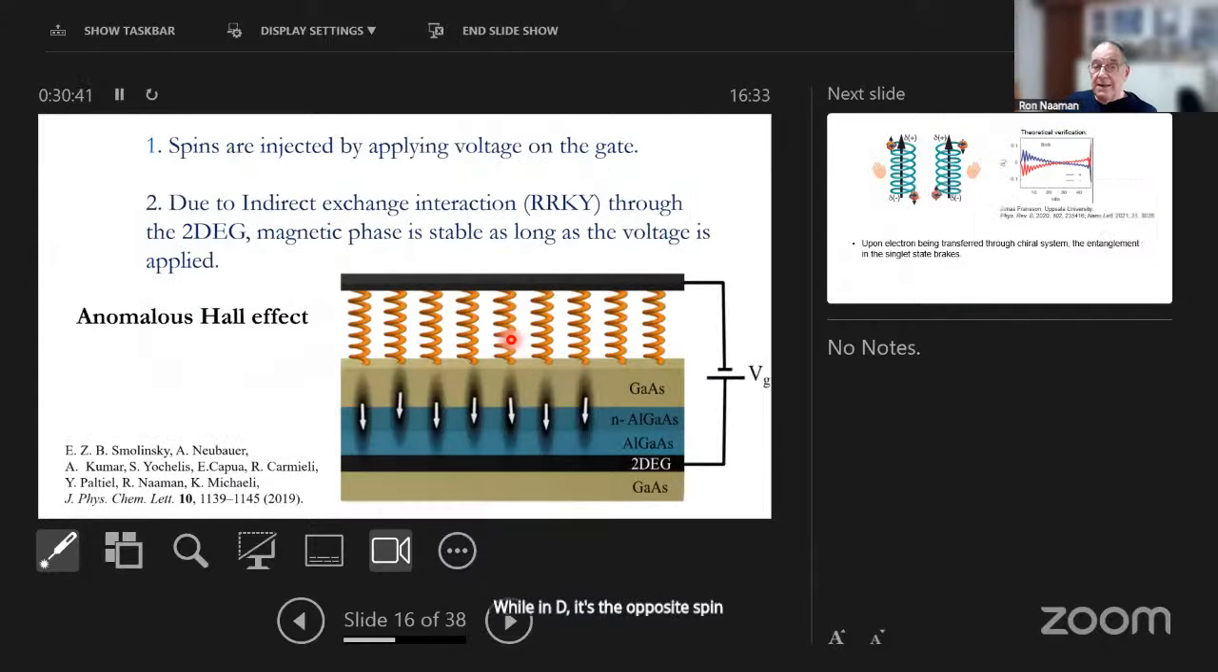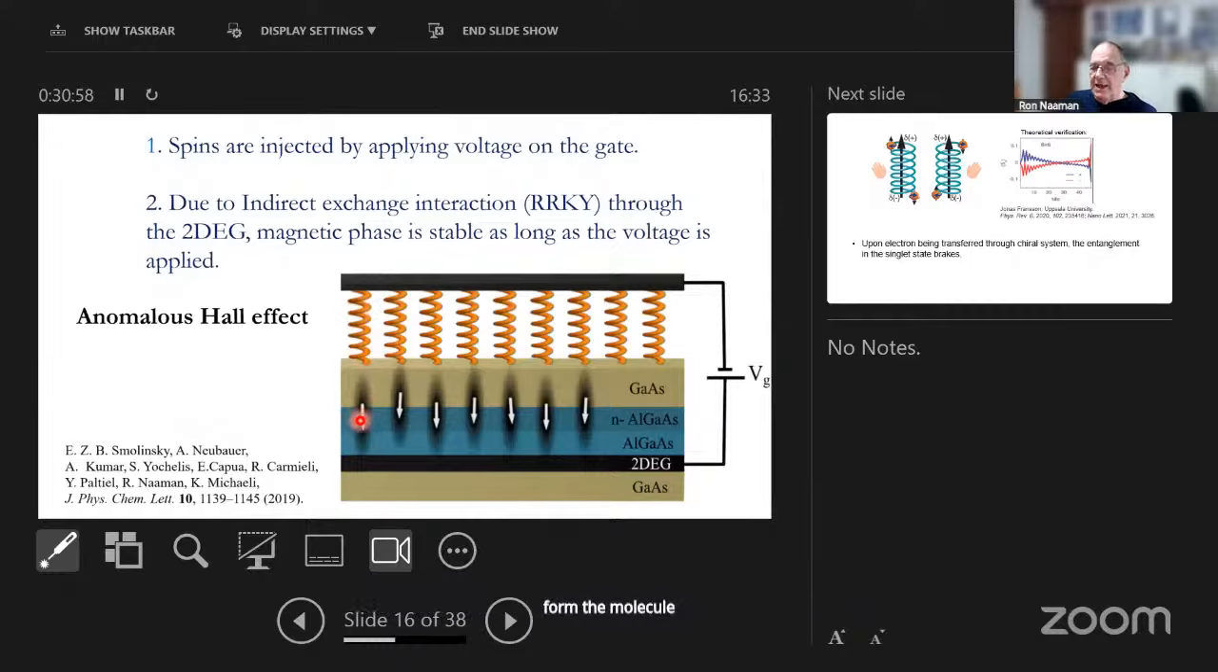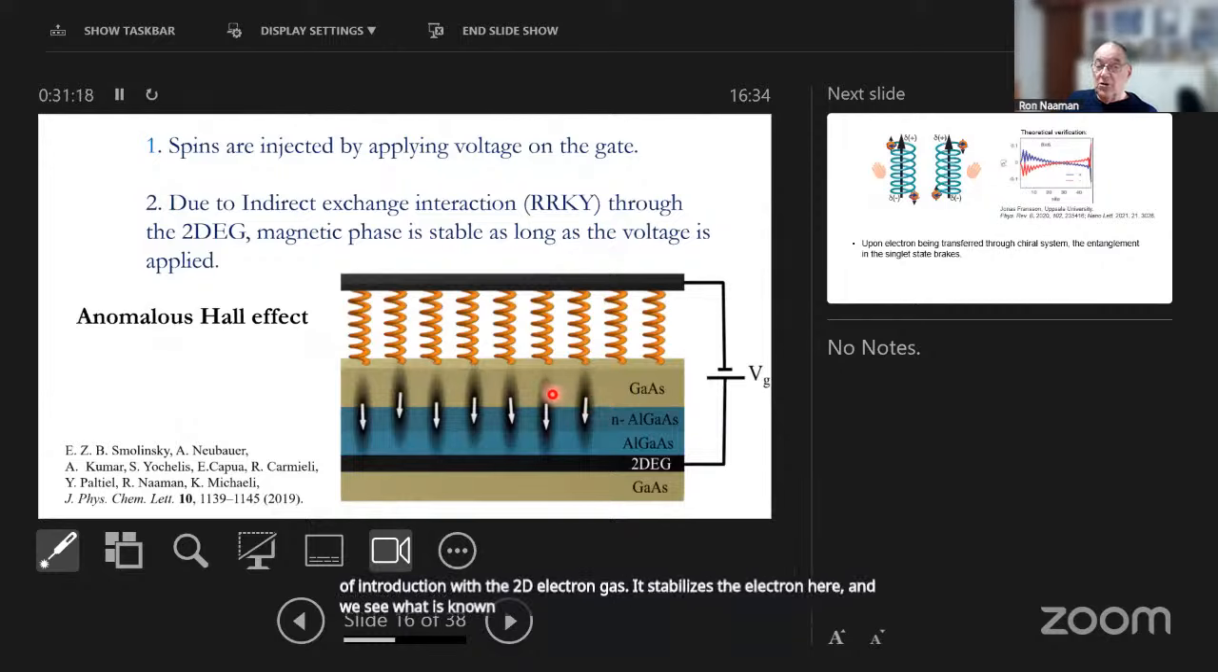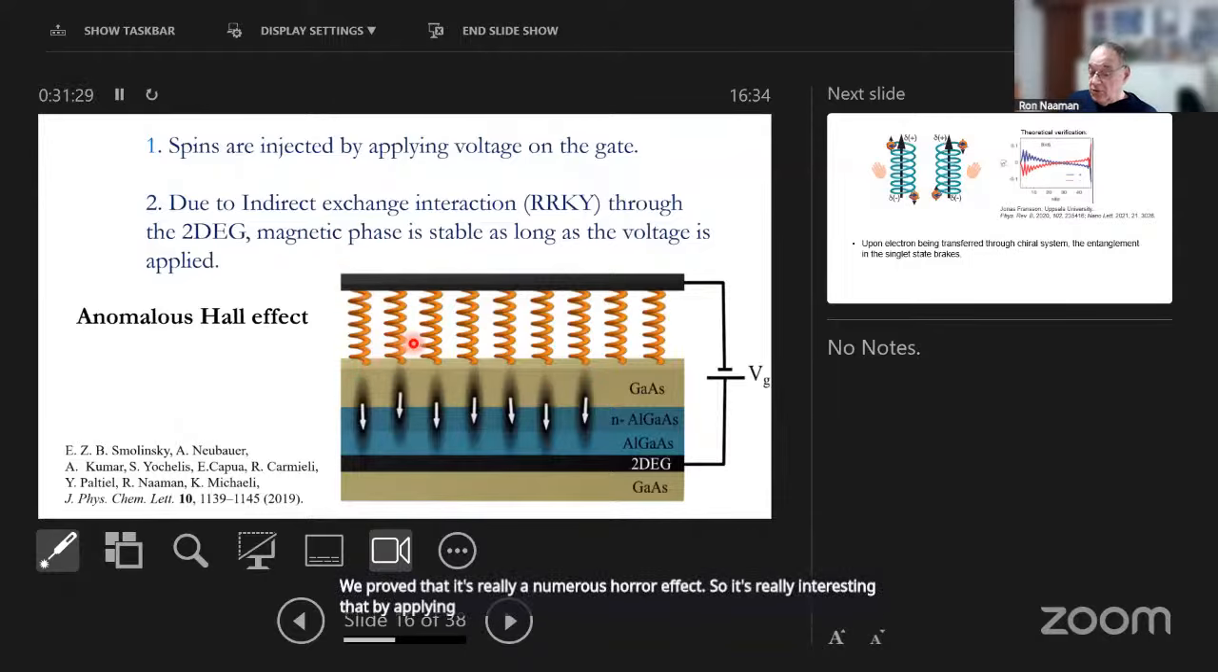spin. And what we believe is happening here is that the electrodes are looking like they are touching, but they are actually insulated from the molecules. And so what we have here, we inject spin from the molecule into the gallium arsenide or gallium nitride, depending on the system. And as a result of interaction with the 2D electron gas, it stabilizes the electron here, and we see what is known as the anomalous Hall effect. We proved that it's really the anomalous Hall effect. So it's really interesting that by applying voltage on the molecule, we can inject spin.